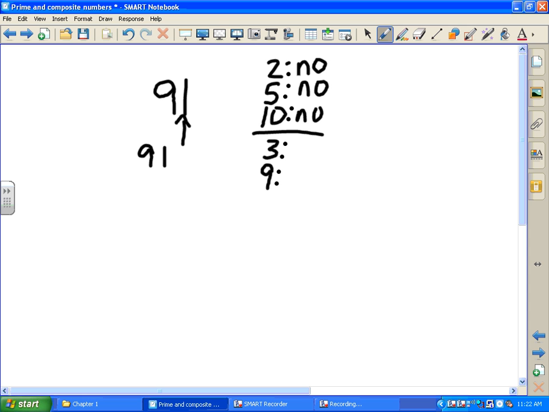Now I take 9 plus 1 equals 10. 1 plus 0 equals 1. Is that a 3, 6, or 9? No. So it's a no on 3. Is it a 9? No. So it's a no on 9.